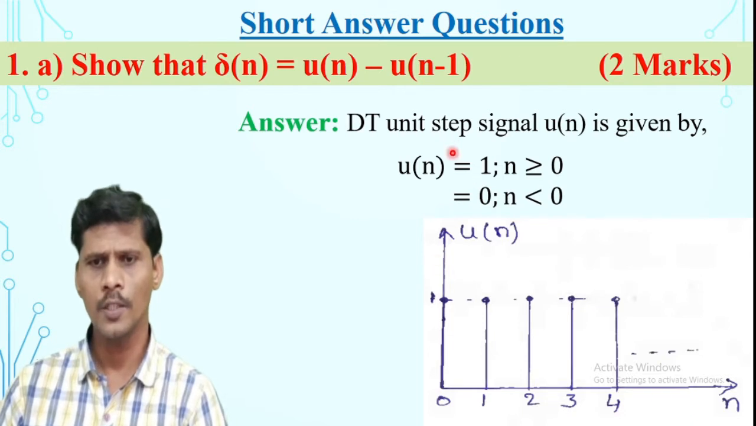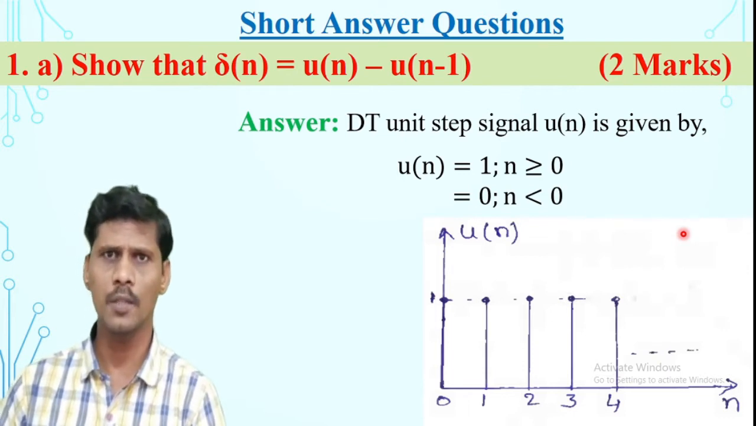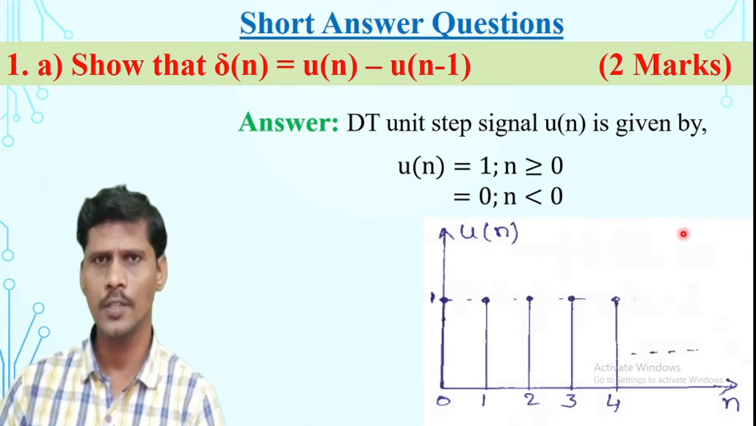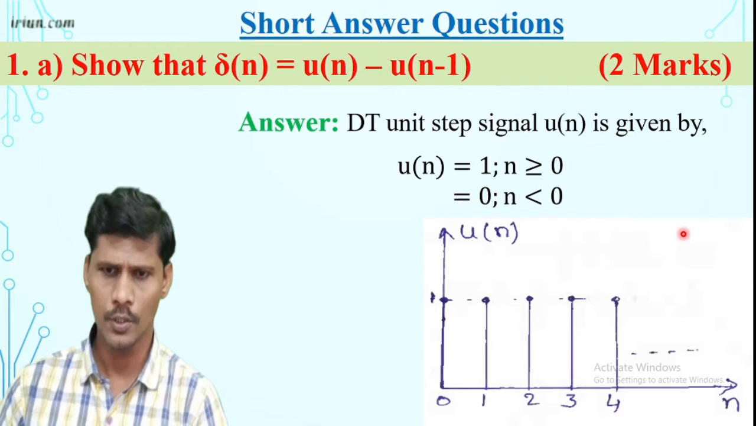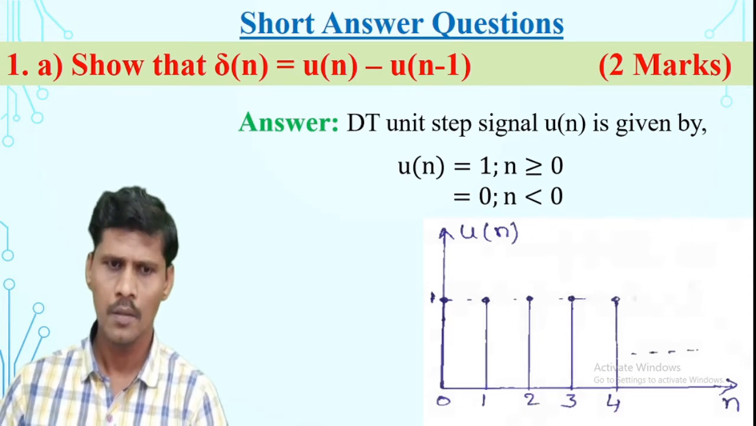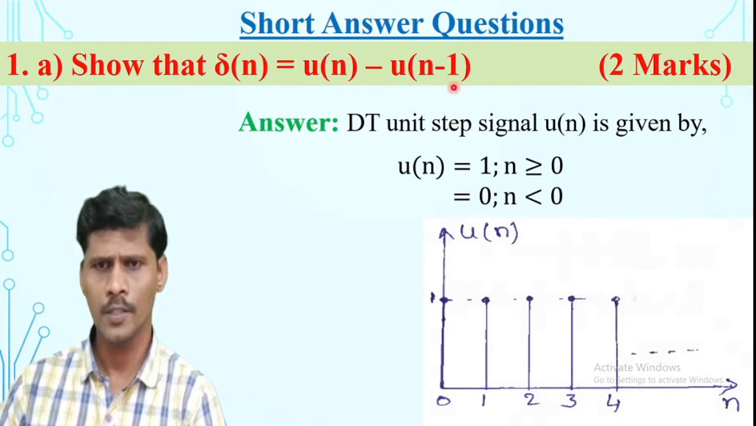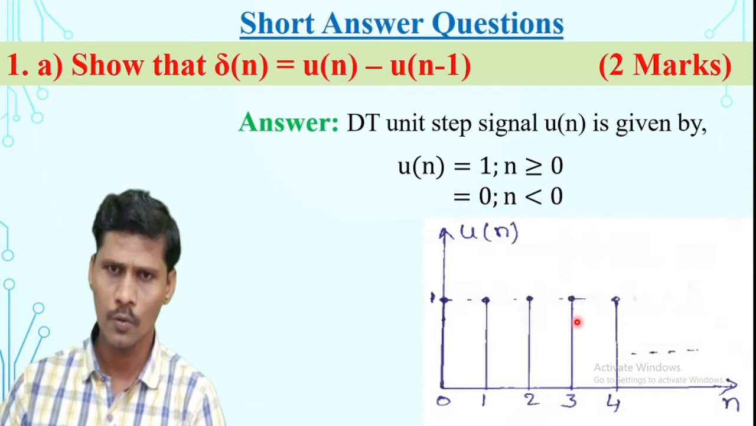The value of the unit step sequence is 1. Now here in discrete time, the strength of the signals are represented by impulses. And n less than 0 means negative values of n, u of n is equal to 0. So show that impulse function del of n is equal to u of n minus u of n minus 1, and this is the graphical representation of u of n.